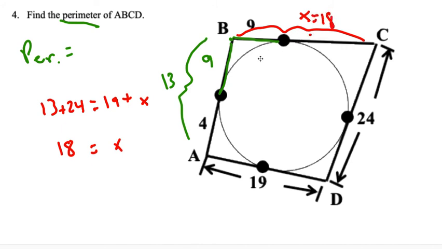So if you add all that up, 18 plus 24 plus 19 plus 13, you get 74, which is the perimeter. Another way to go, 13 plus 24 equals this. If you can figure out what 13 plus 24 is, which we did before, which was 37, you just double it and you get 74. That's another way you could have done that problem. Don't forget, you're asked to find the perimeter.